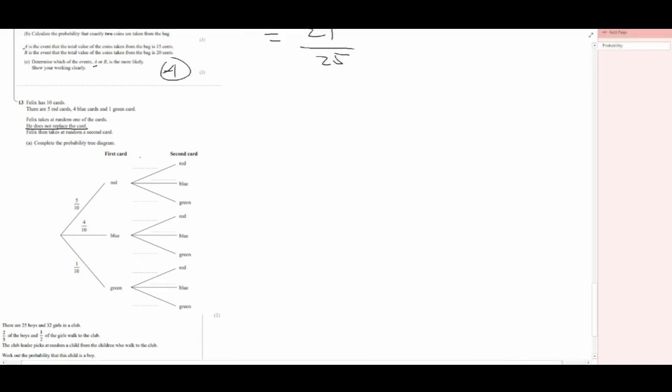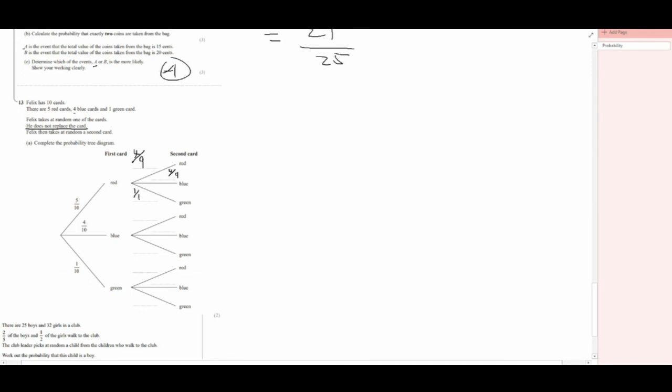So there are now a total of 9 cards left. You've chosen a red one. There's 1 less red and 1 less total. 4 over 9. Then we go back to red, 5 over 10. So the number of blue is unchanged. There are still 4 blue. This is 4 over 9. And green, same as blue, unchanged.